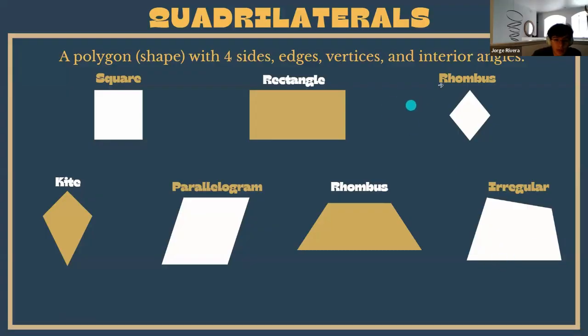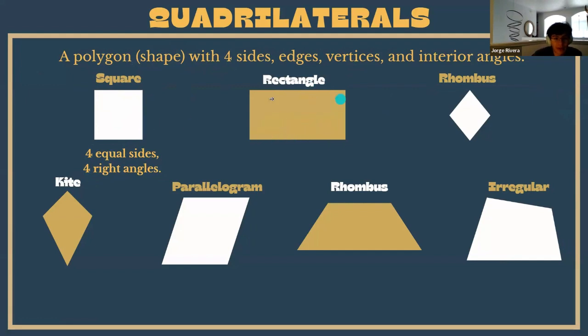Another way that we can show this is the difference between the different quadrilaterals, right? A quadrilateral, by definition, is a polygon or a shape with four sides, edges, vertices, and interior angles. For example, here we have a square. Now, the requisite for a square is that it has to have four sides of equal length and four right angles, right? So if we look over here at the rectangle, right?